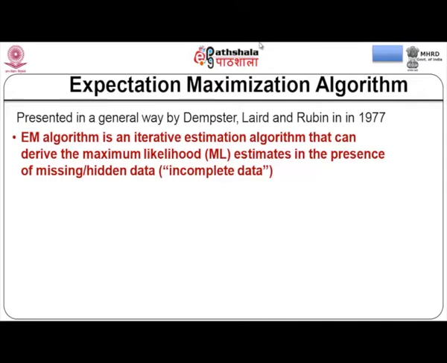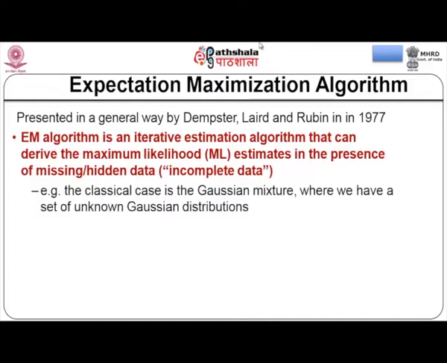We have seen probabilistic learning before, where we used complete supervised learning, independencies and so on. This expectation maximization algorithm is used to calculate the maximum likelihood in the presence of missing or hidden data. The classical case in such a scenario is the Gaussian mixture, where we have a set of unknown Gaussian distributions. We do not know the parameters of the Gaussian distribution, that is, the mu and the standard deviation. We just assume it is a Gaussian distribution and then we have to estimate the parameters.